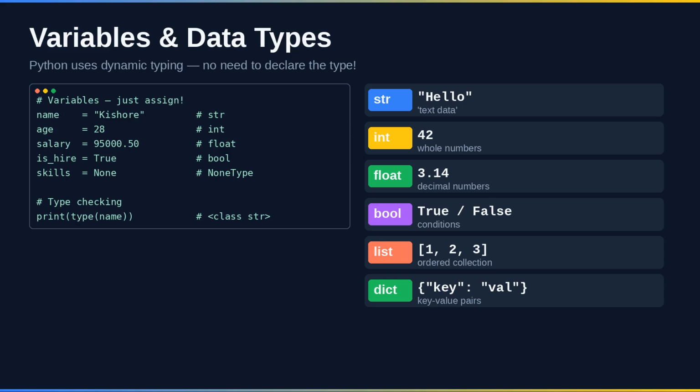Let's start with the building blocks, variables and data types. A variable is simply a name that stores a value. In Python, you don't need to declare the type. Python figures it out automatically. This is called dynamic typing.